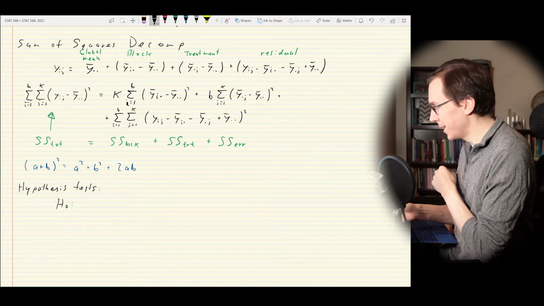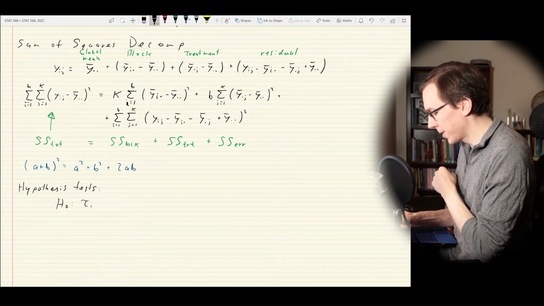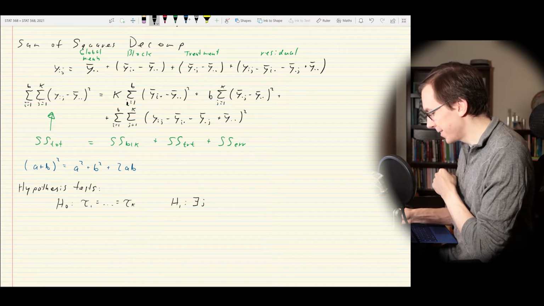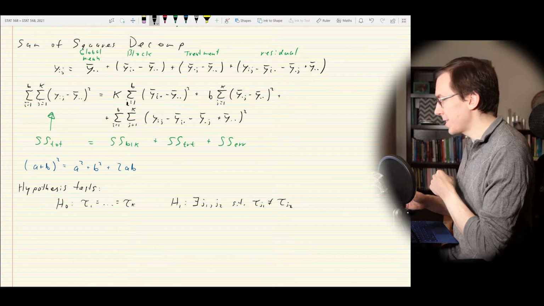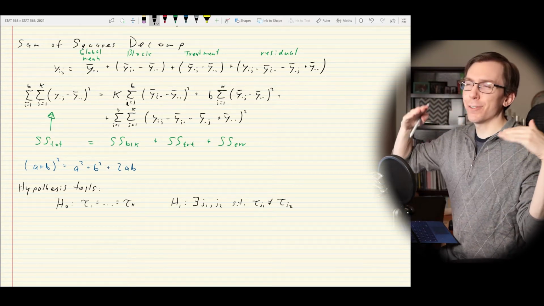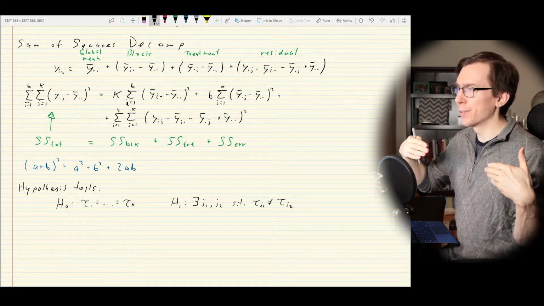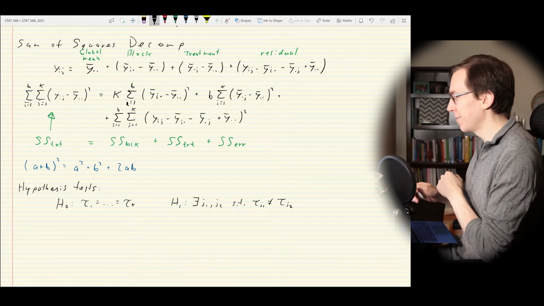But moreover, what we really want to do in this case is test for whether or not all the levels of the treatment are the same, or if at least one treatment differs from another. So mathematically, there exists a j1 and a j2 such that tau j1 is not equal to tau j2. Just saying that there's two different treatments that give us different responses from our model.